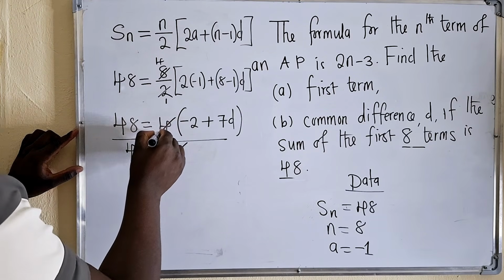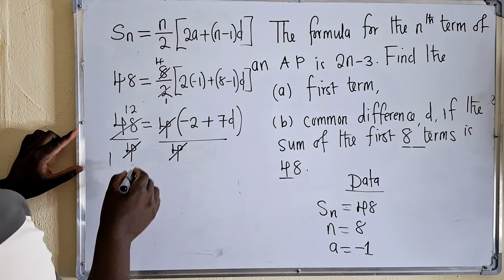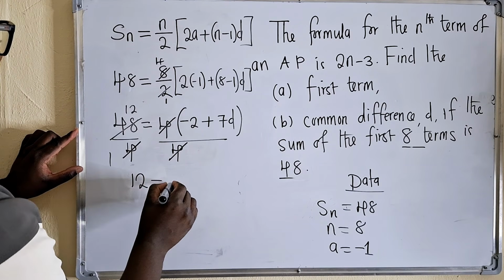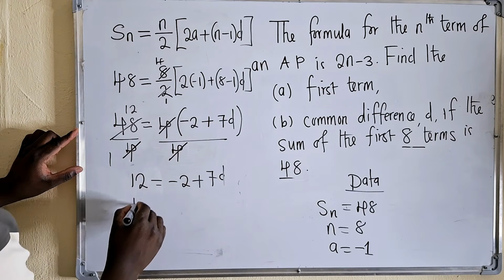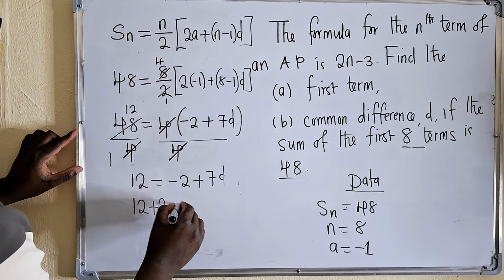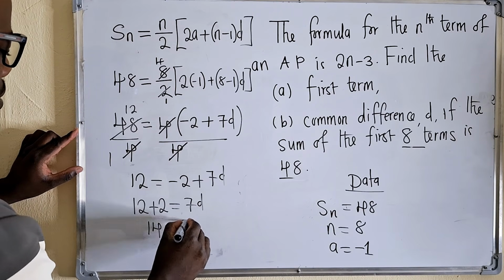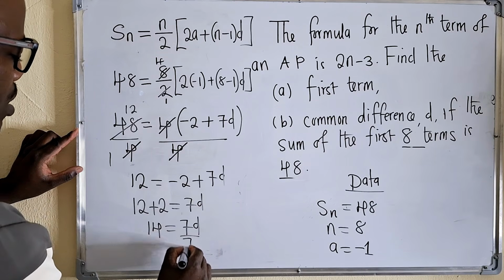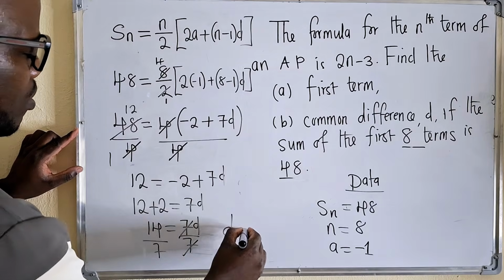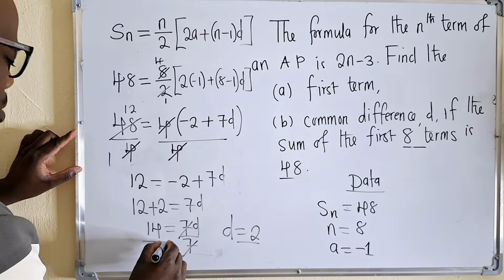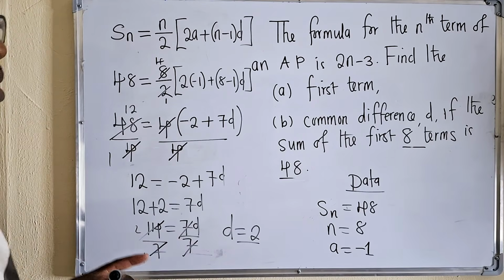So the 4 and the 4 will go. 4 into 4, 1. In 48, it's 12. So we've got 12 equal to negative 2 plus 7D. So 12 plus 2 is equal to 7D. This is 14 equal to 7D. Divide by 7 by 7. This and this will go. The value of D will be equal to 2. Because 7 itself, it's a 1. 14, it's a 2. And this is how it's coming about.